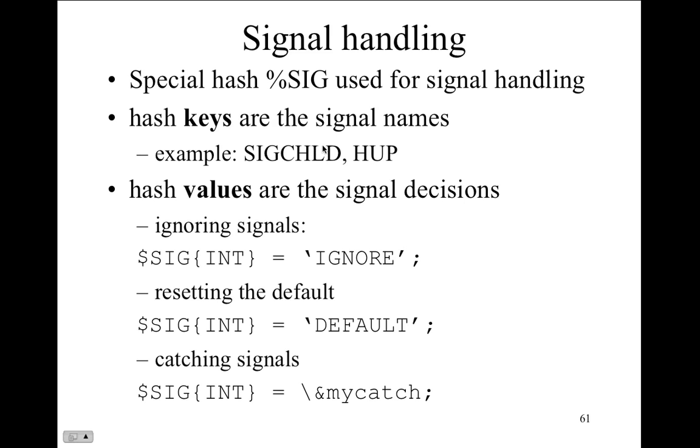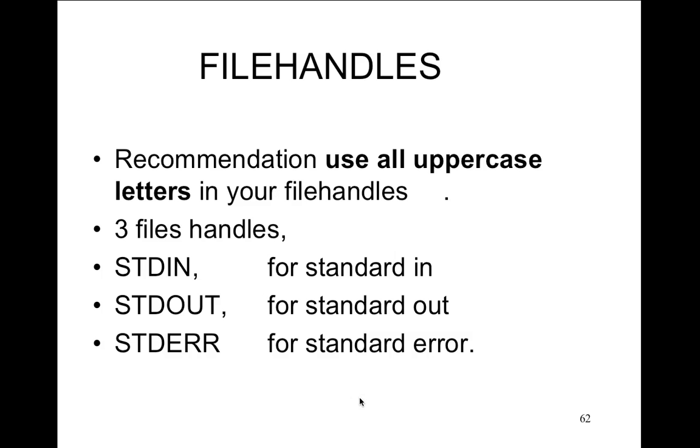These are just the traditional Unix signal names, and the hash values are the signal decisions. So ignore, default, use the default action. Ignore signals here, SIGINT: ignore, resetting it, put it on the default, or catching it, go to my catch. When you go to my catch, it's going to run something or save it, catch the signal, and you can process it with some function that you might write for signal handling.